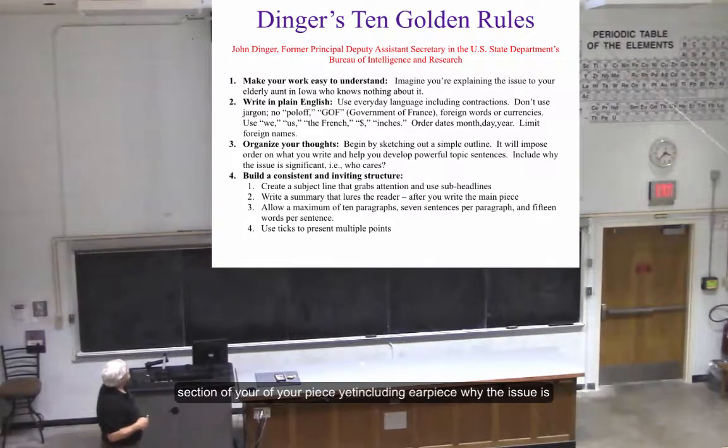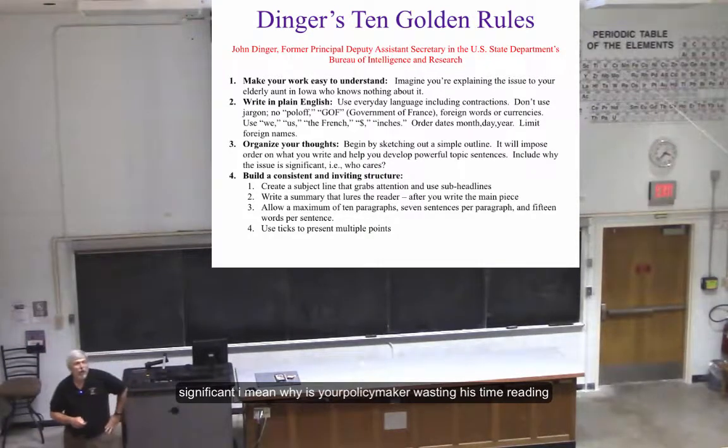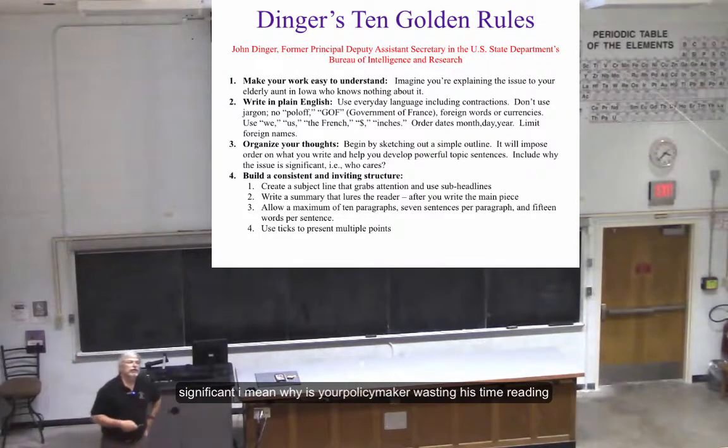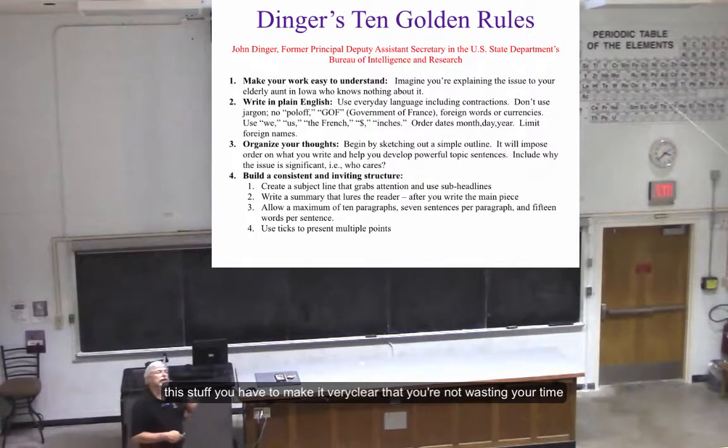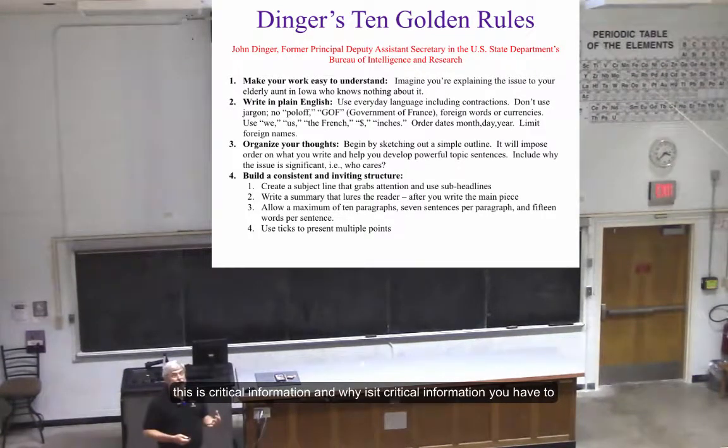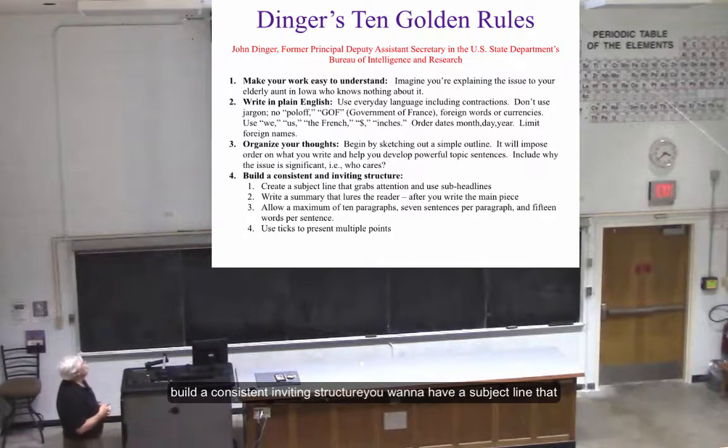You have to include in your piece why the issue is significant. I mean, why is your policymaker wasting his time reading this stuff? You have to make it very clear that you're not wasting your time. This is critical information. And why is it critical information? You have to build a consistent, inviting structure.